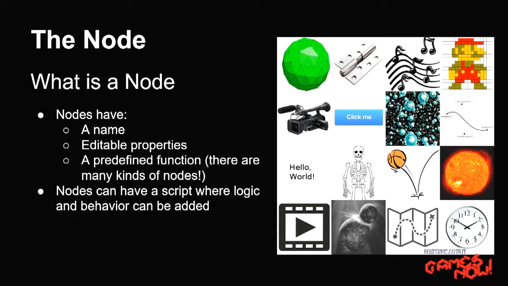So nodes have names, and they have properties, and they have a predefined function. Here are examples: a sprite, something that plays music, something that gives you physics, a 3D skeleton, something that shows text. And you can also put logic on the nodes. You can put a script so that you can have behavior, have logic.